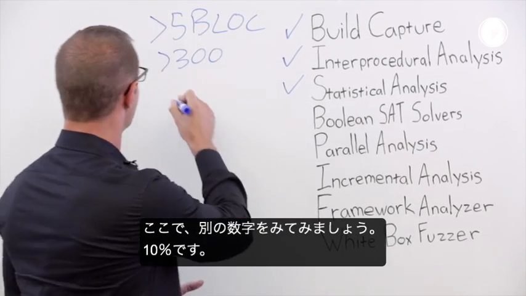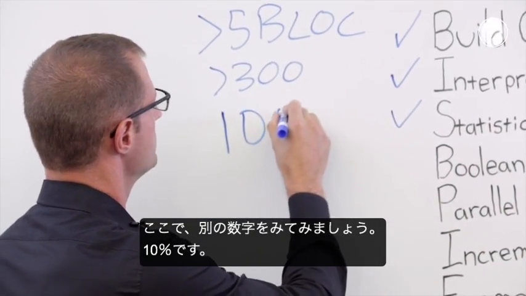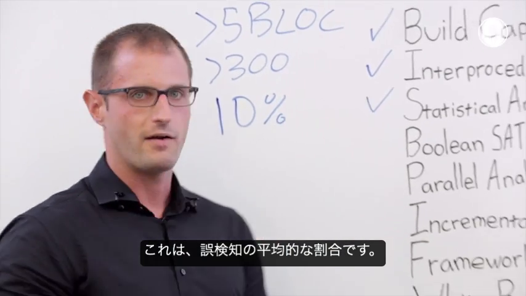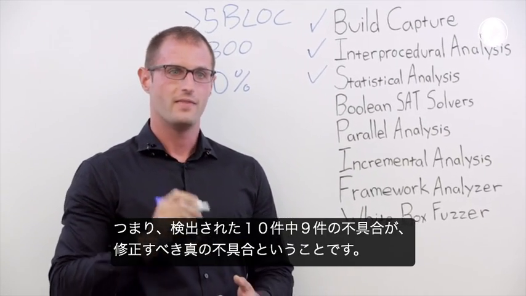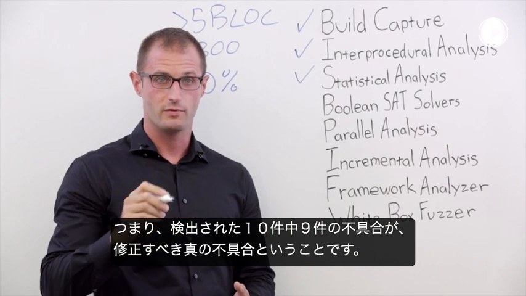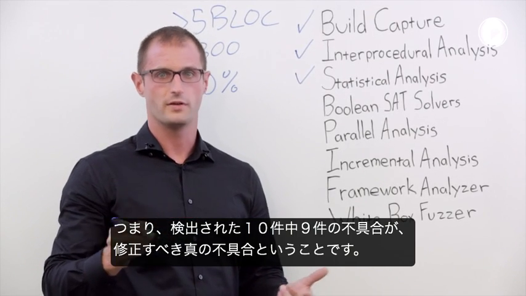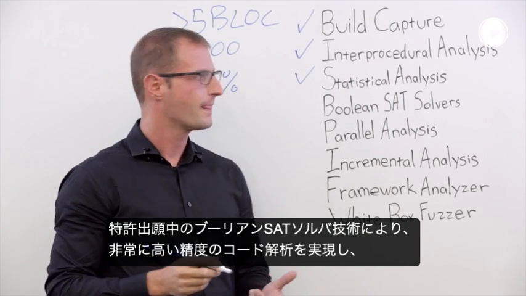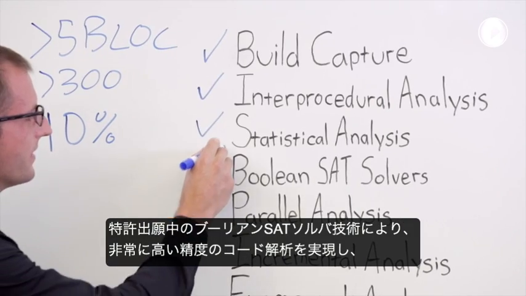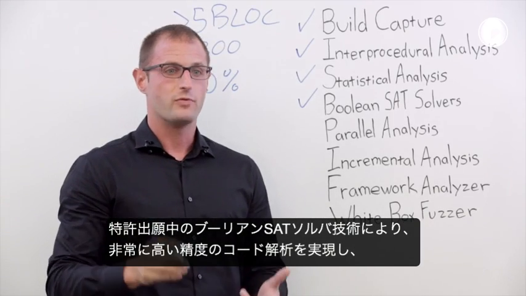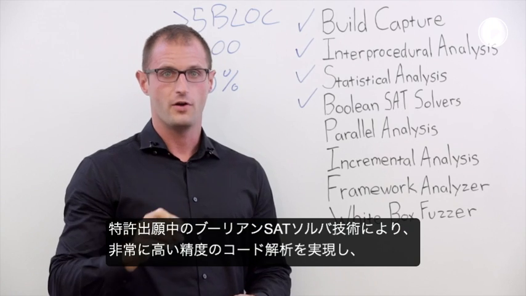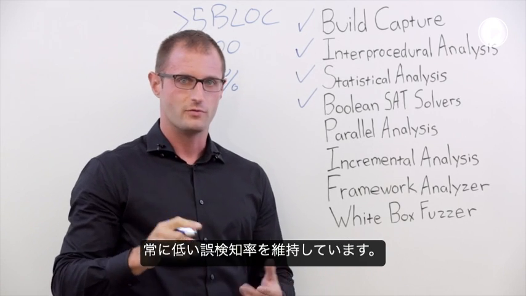Here's another number for you, 10%. This is our average false positive rate. That means that 9 out of 10 defects that we report is a real issue and warrants a fix. Our patent pending Boolean satisfiability engine performs a bit accurate analysis of your code, and this helps us keep the false positive rate nice and low.